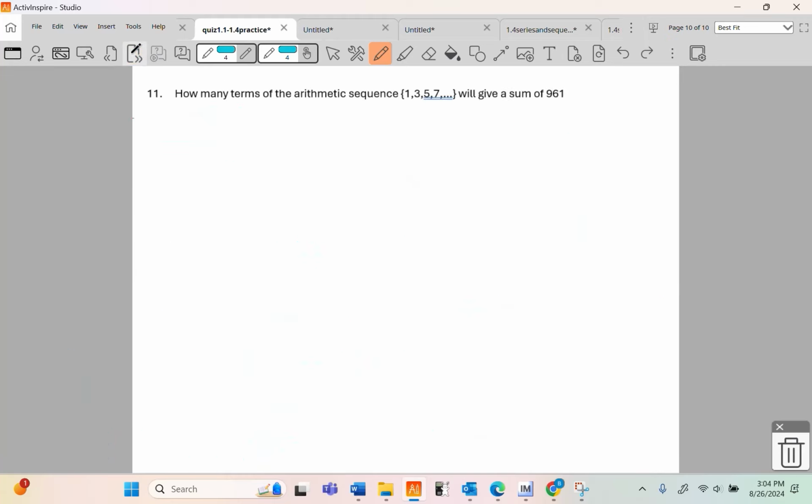And the last one. How many terms of the arithmetic sequence 1, 3, 5, 7 will give a sum of 961? I have no desire to write this out. I'm not doing it. I'm going to use Gauss's formula. And like I said, an 8-year-old came up with this. He was 8 years old. Surely you who are twice his age can do it. The sum of n things is n over 2, first term plus last term.